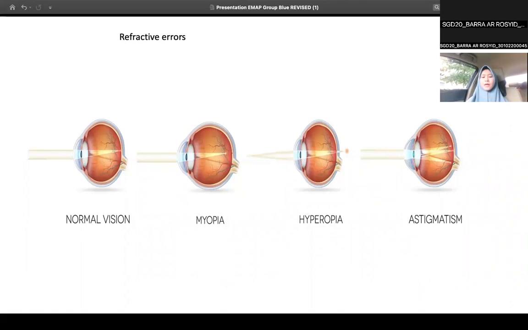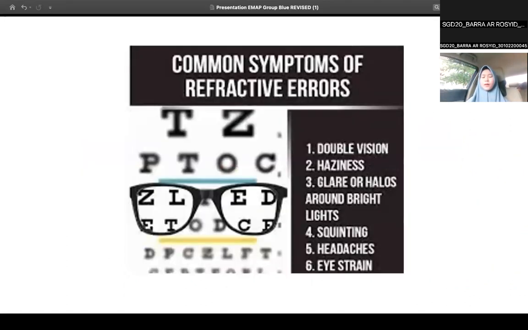That's all I have to say about what you need to know about refractive errors. What are the symptoms of refractive errors? The most common symptom of a refractive error is blurred vision. Patients report symptoms of eye strain and blurring with difficulty in prolonged reading, symptoms of double vision, haziness, glare, or halos around bright lights. Squinting and headache may also occur.